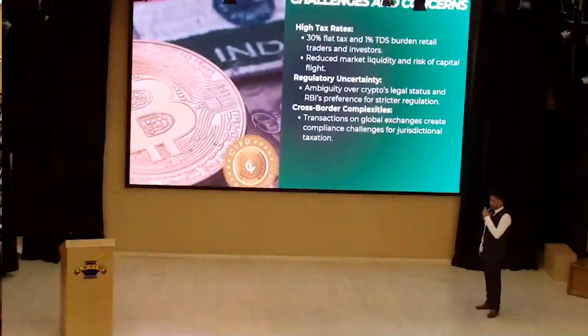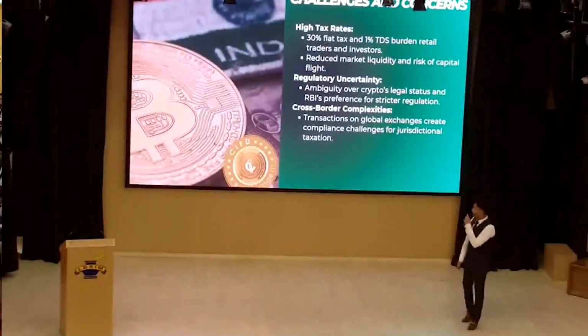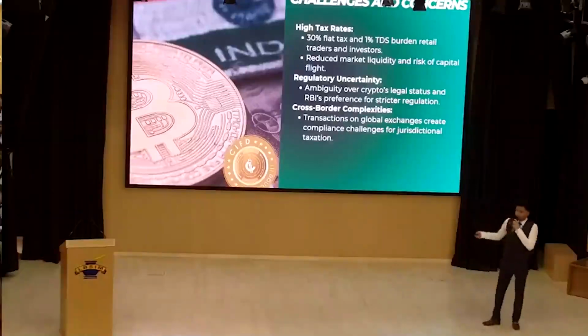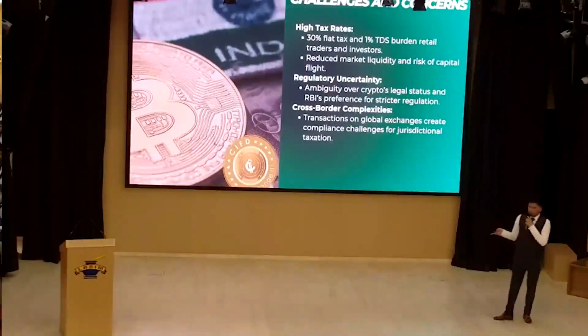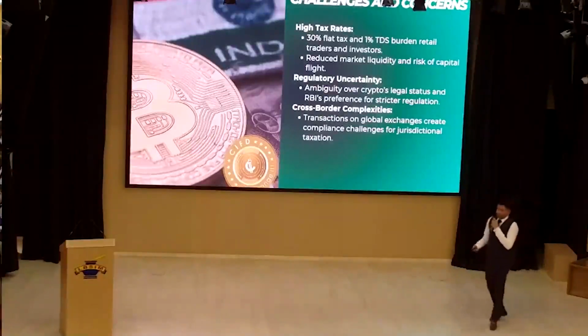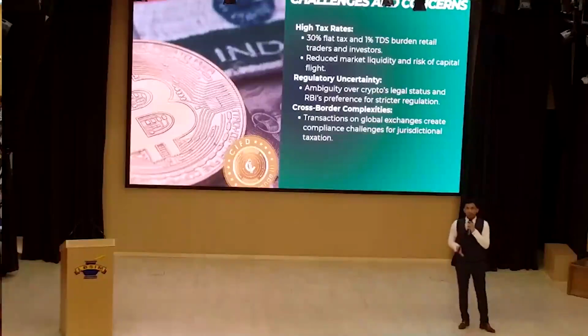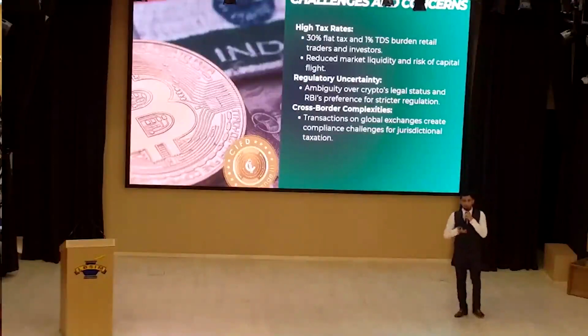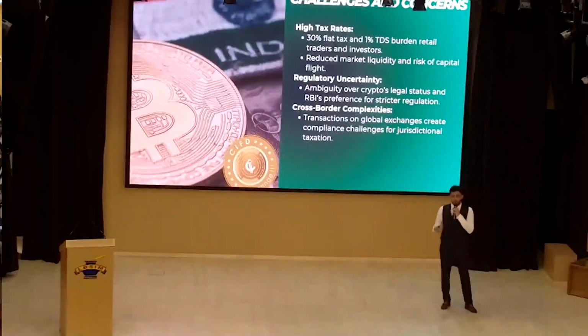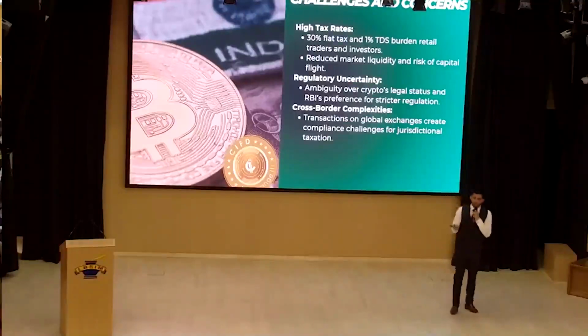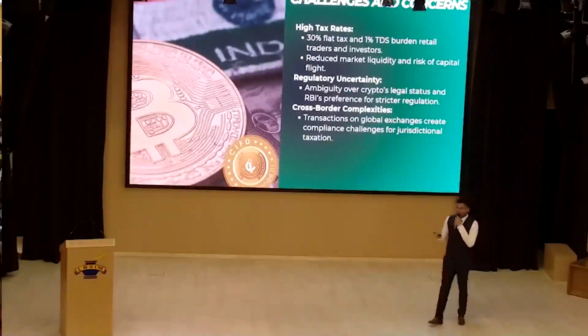The main challenges facing our regulation right now are the 30% flat tax and the 1% TDS burden on retail, reduced market liquidity, and the risk of capital flight. There will be lower liquidity in the market. Why? Because a lot of the money, almost 50% of it, is going into taxation. So even market makers, liquidity providers, exchanges, and even us as an exchange, we know what goes on in the back end.